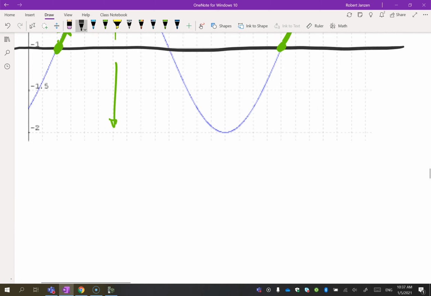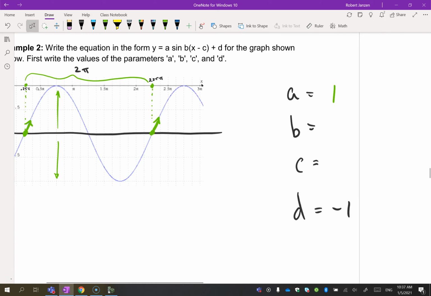Okay? So b, I go 2 pi divided by what the period is. B is 1. Okay? If you're not sure what I did there, how do you find b?